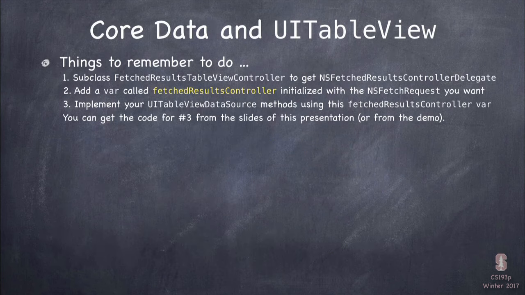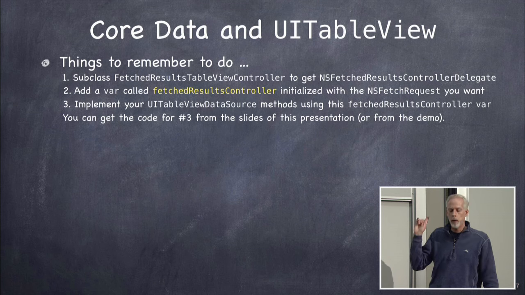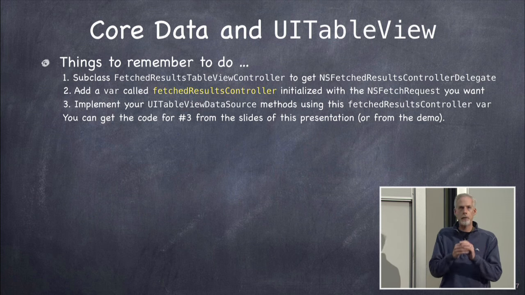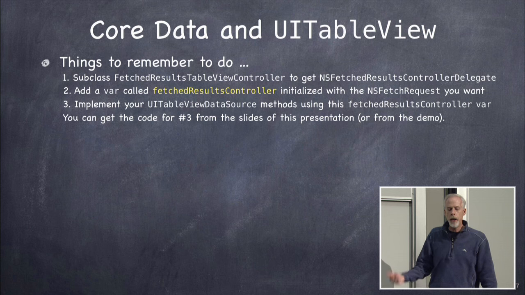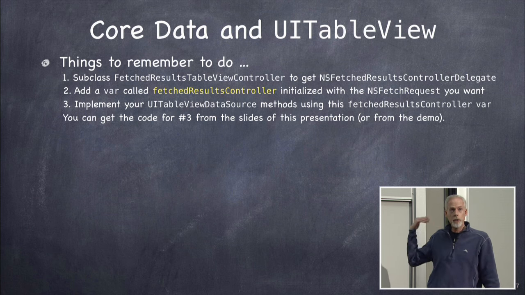Okay, so when you're using Core Data and UITableView, the things to remember are you're going to subclass FetchedResultsTableViewController, the thing I'm going to give you, so that you implement NSFetchedResultsControllerDelegate. You're going to add a var to your UITableViewController called fetchedResultsController, and you're going to set its value to be an NSFetchedResultsController with the fetch request that you want to populate your table. Then you're going to implement your UITableViewDataSource methods using fetchedResultsController var methods, just like I showed you on the slides. Character for character, you can use the exact same things that are on the slide. Okay? And then it's all going to magically work.